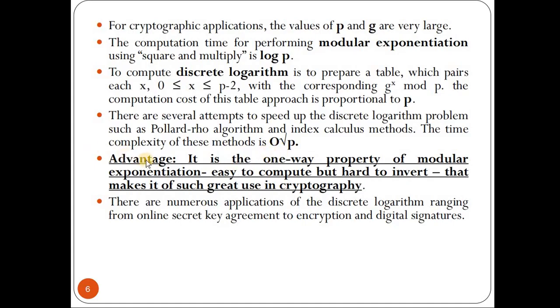The advantage of the discrete logarithm is its one-way property: modular exponentiation is easy to compute but hard to invert. That makes it of great use in cryptography. So the main advantage is that it has a one-way property. It means that we can compute the modular exponentiation, but we cannot easily compute the discrete logarithm, that is, the inverse of it. That is what makes it difficult.